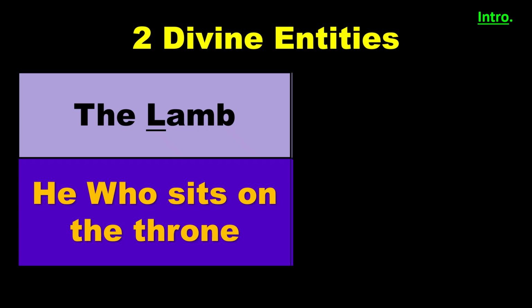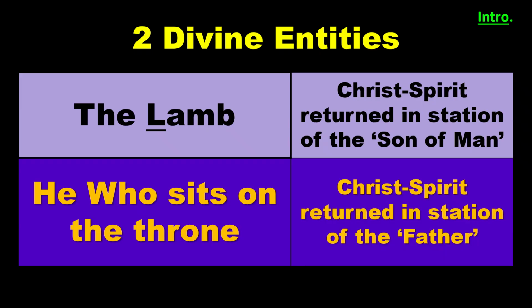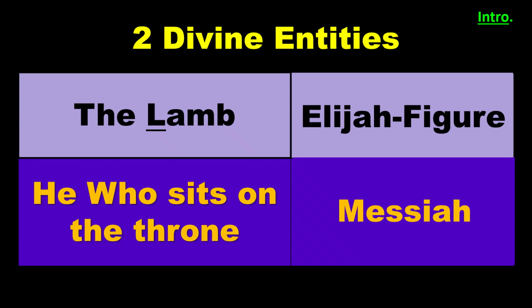Keeping the book of Luke, chapter 9, verse 26 in mind, the Lamb is the Christ Spirit returned in the station of the Son of Man, and he who sits on the throne is the Christ Spirit returned in the station of the Father. These two entities are also known as follows: the Lamb is the Elijah figure foretold in the book of Malachi chapter 4 verse 5, which tells us that Elijah will appear before the Messiah. Then the Messiah of the latter days is he who sits on the throne.